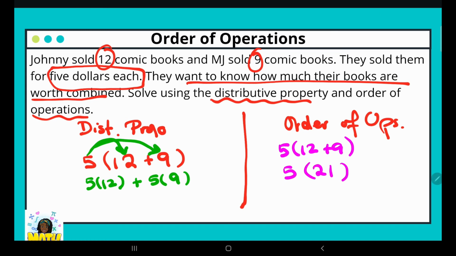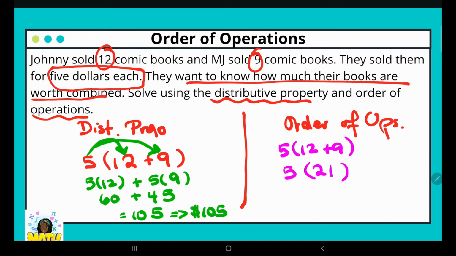So now let's go ahead and solve the distributive property. So 5 times 12 is 60. 5 times 9 is 45. 60 plus 45 is equal to 105. Okay, so in total, they sold $105. Okay, and I'm just going to use my $ sign to represent that.